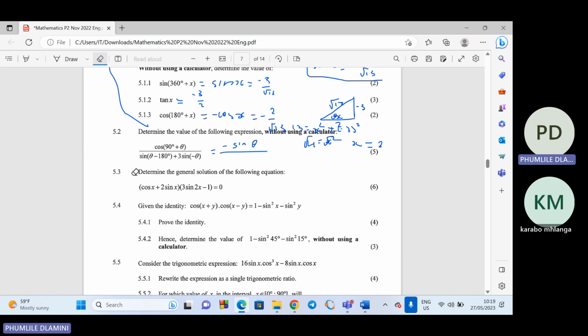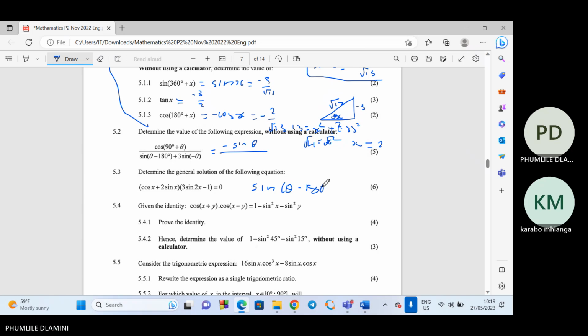So now here they are trying to fool you. They want to see if you are smart, if you can qualify to go to university, if you can think. They write sine of theta minus 180. Okay, you can say now we never did something like theta minus 180. So what can I do with theta minus 180?